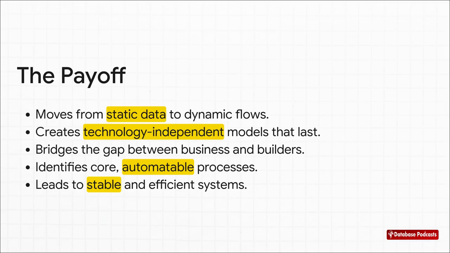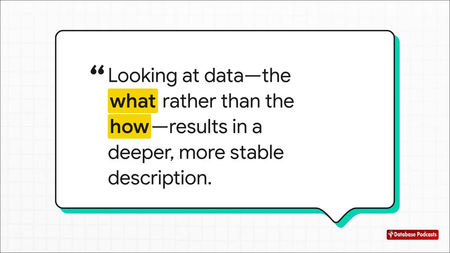And maybe most importantly, by finding these core event-driven processes, we identify the most valuable things to automate, which leads directly to systems that are way more stable, efficient, and truly aligned with the business. This quote just nails it, doesn't it? When we focus on the essential data and what happens to it, the what, we end up with a blueprint for our systems that is so much more robust and long-lasting than if we just tried to copy the messy, constantly changing how of the way we do things today.